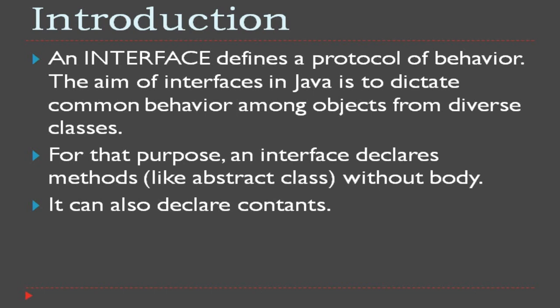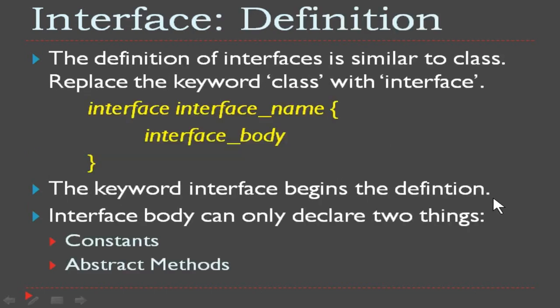So for example, it will have some methods which have to be used in the classes which are going to use the interface. For that purpose, an interface declares methods without body. Same like an abstract class, an interface also declares a method without body which can be completed in the subclasses. It can also declare constants. That's one plus point here. You can also declare constants and they can be used in the subclasses.